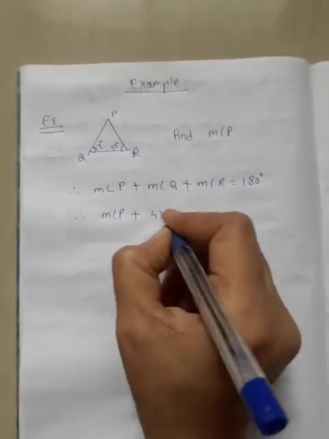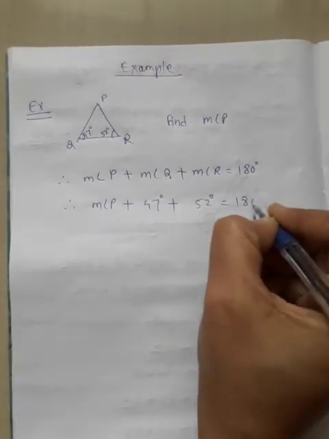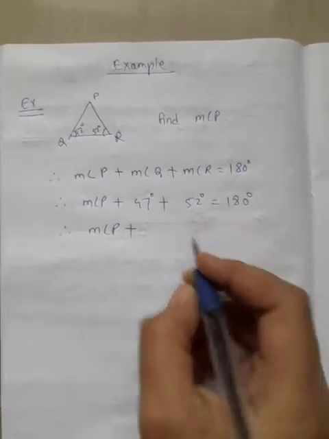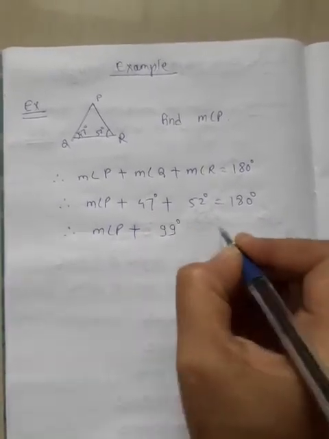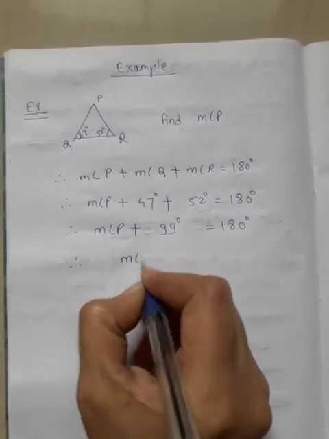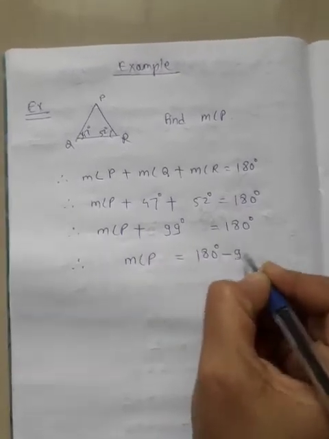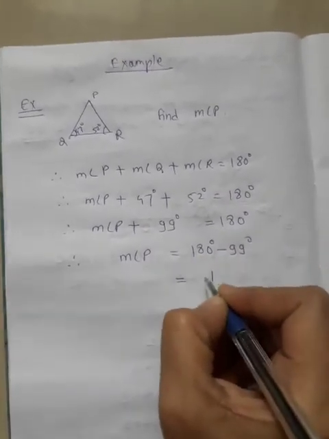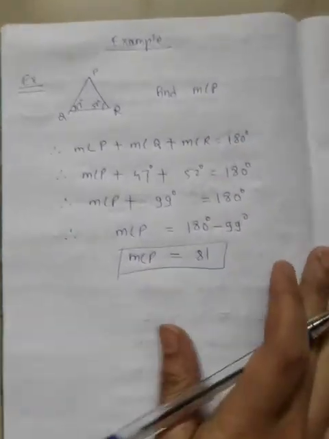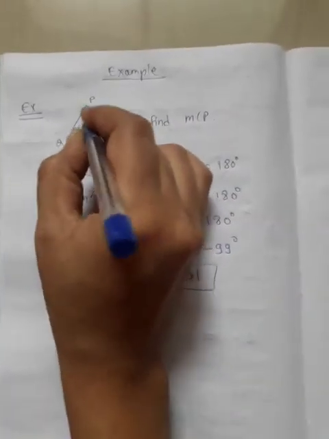Okay, now we don't know measure of angle P, right? Measure of angle Q is 47 degree, measure of angle R is 52 degree. Therefore measure of angle P plus 47 plus 52, that gives you 99 degree, is equal to 180. Now to find measure of angle P, we transpose this 99 on RHS, it gets minus, and what it gives, 81. So see, measure of angle P is 81. So by this property you can find the unknown angles in a triangle.